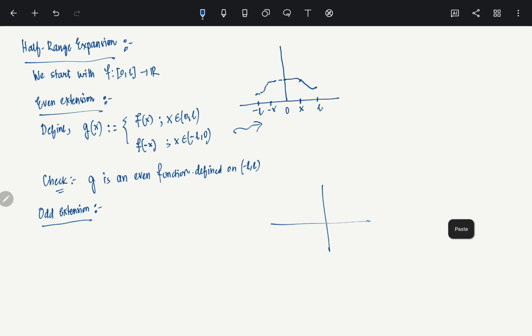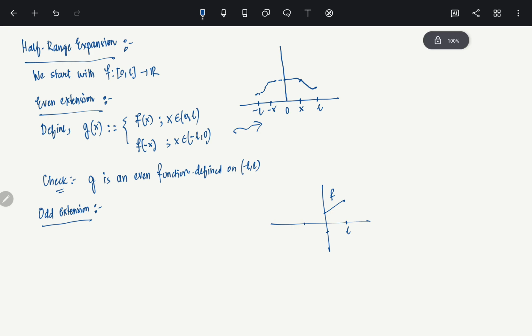So let's say our function between 0 and L is given like this. I'm drawing it like this because that will make my life easier. Nothing special is happening here. Maybe I can draw it like this, same value here. So let's say this is my function given, and f is given here between 0 and L.